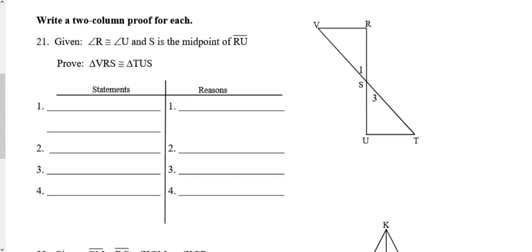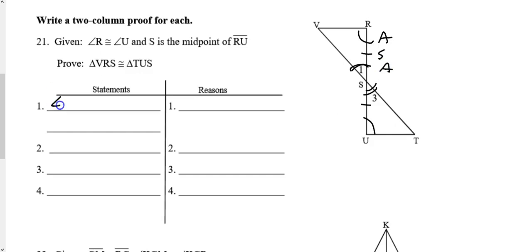Okay, write a 2-column proof. This is going to be a little bit difficult with the board being the way it is, but we'll see. So R and U are equal, congruent. So we're going to mark those equal, congruent. S is the midpoint of RU. That means this is equal to that. And we know we have vertical angles here. So what do we have? Angle, side, angle. Yep. Easy enough.